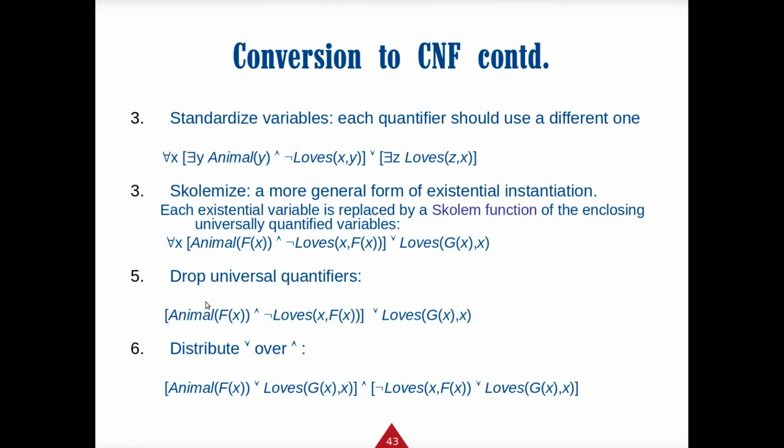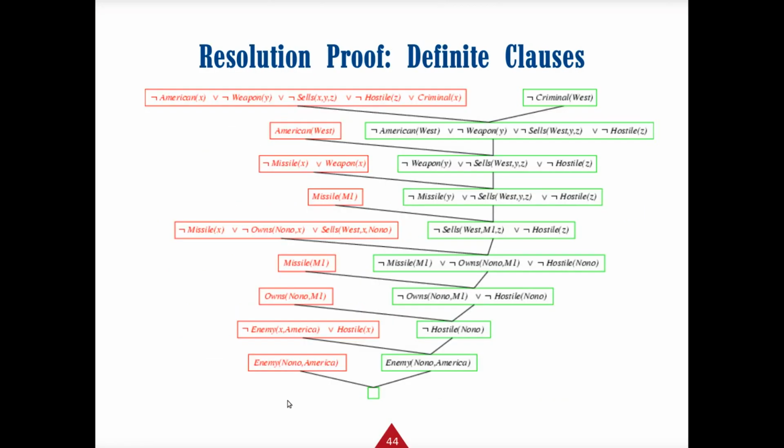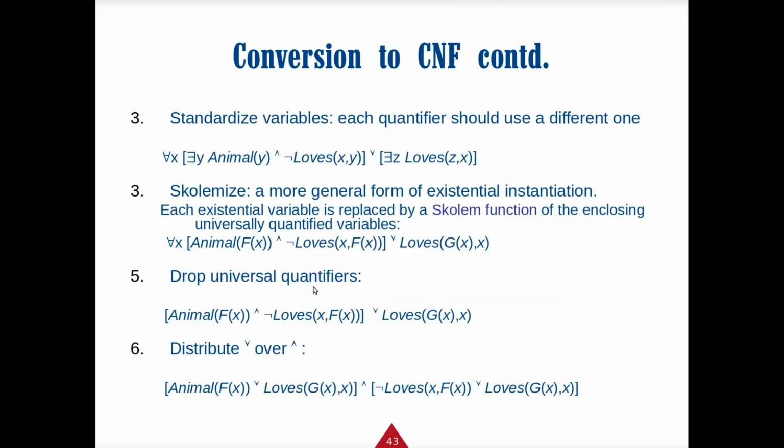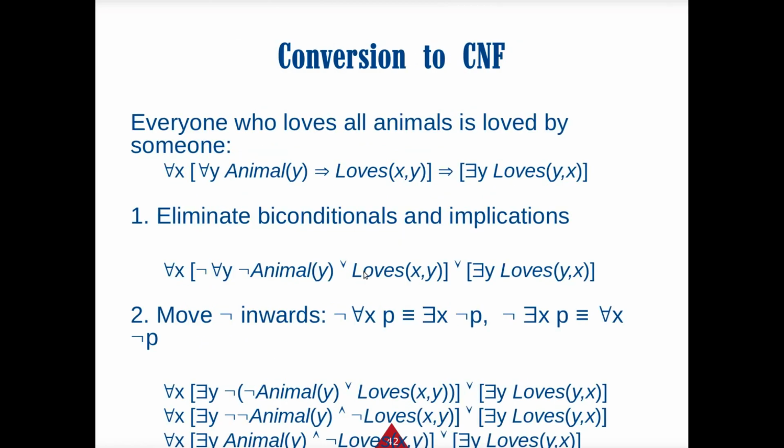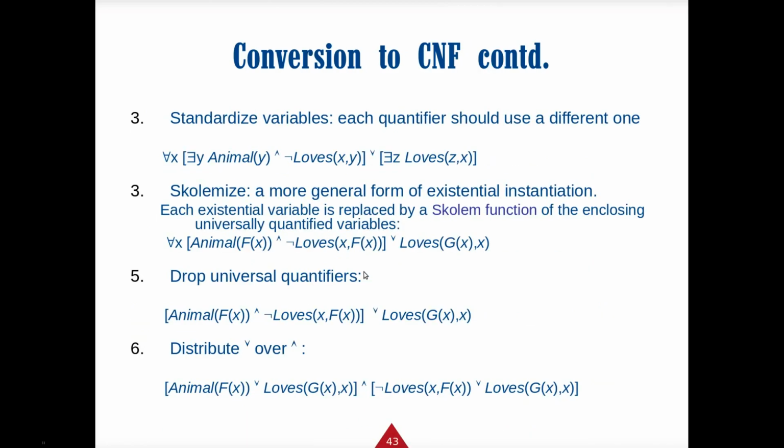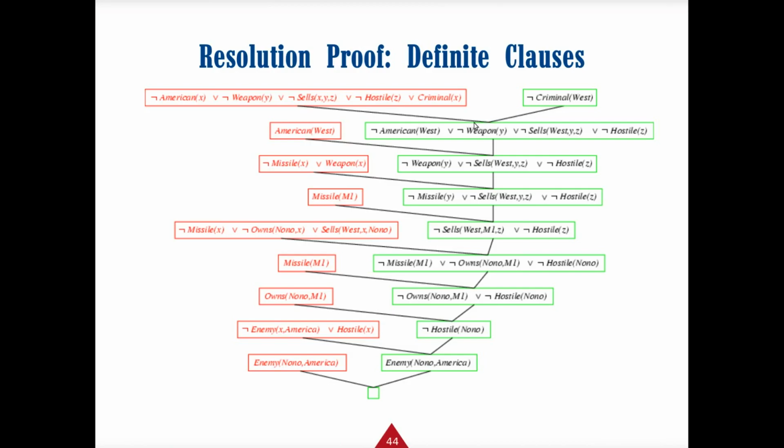And you drop the universal quantifiers, so we get rid of this quantifier, so that it becomes this. And then you distribute the ors across the ands, and you get this definition. So basically what this is saying is there are basic steps to convert first order logic to a CNF format. And then we have these different steps to do this, to reach this final clause.